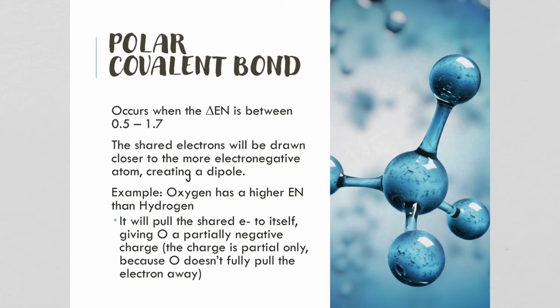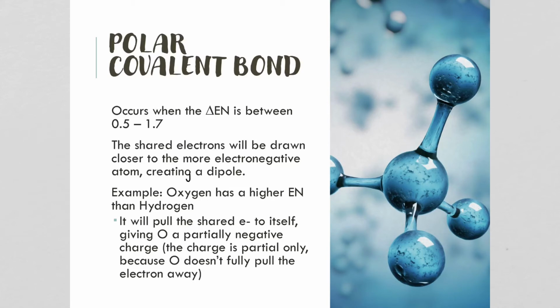And remember that a pure covalent bond is from 0 to 0.5. So anything higher than 0.5 would be a polar covalent bond. The shared electrons will be drawn closer to the more electronegative atom, and that creates something known as a dipole. So for example, oxygen has a higher electronegativity than hydrogen. So it will pull the shared electrons towards itself, and that'll give oxygen a partially negative charge.